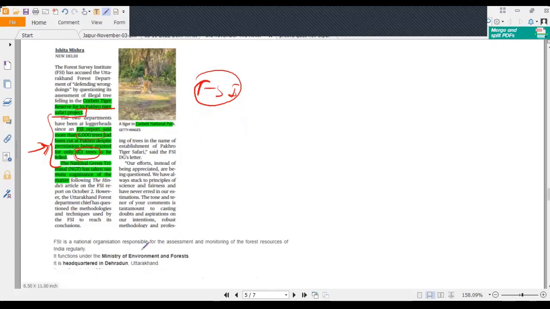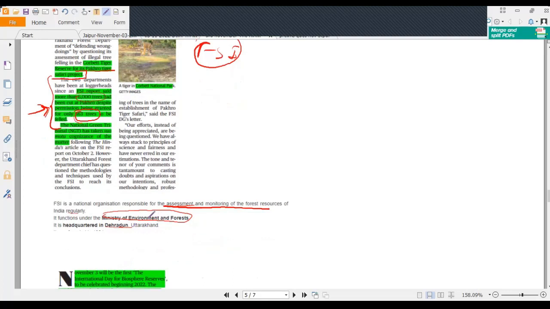So this is not relevant, but let us understand about Forest Survey of India. So it is a national organization responsible for assessment and monitoring of forest resources. It functions under Ministry of Environment and Forest. It is headquartered in Dehradun, Uttarakhand. So these facts are important from prelims point of view. Further, National Green Tribunal has taken suo motu cognizance of the matter. So given the developments, NGT has taken suo motu cognizance of the matter and is looking into this matter.